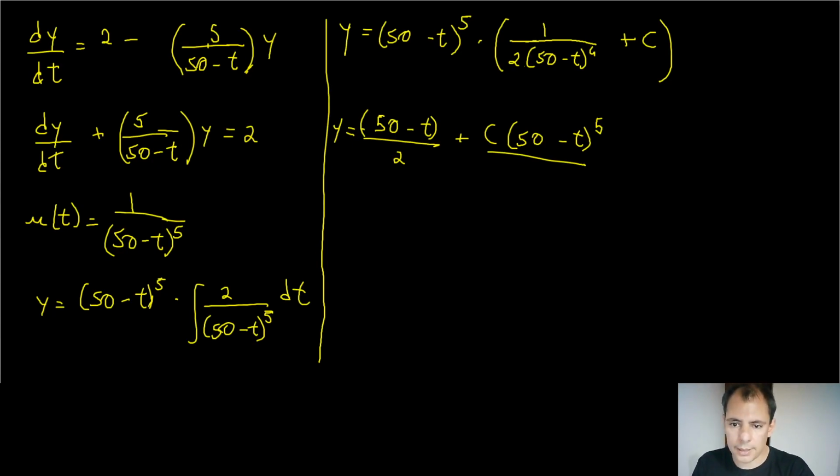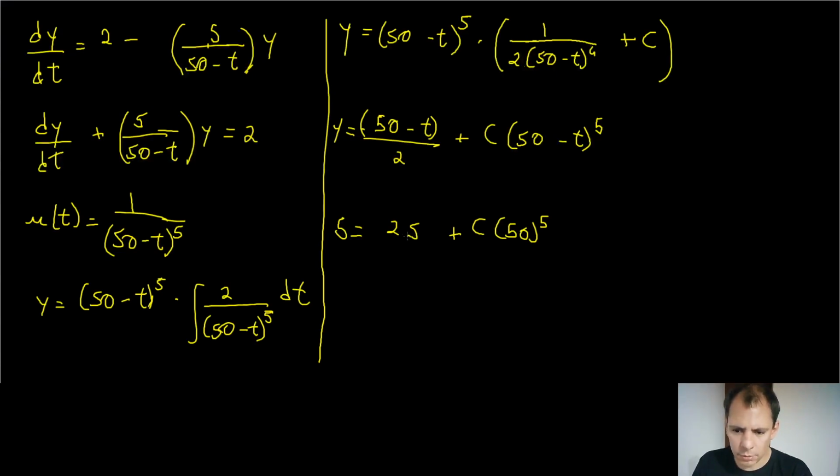Okay. But, and it says that, okay, what's the initial condition now? Let's do that. What's the initial condition? When t is equal to 0, the amount of alcohol that you have is 10% of 50 gallons, which is 5. That means that y is equal to 5. When t is equal to 0, that's going to make it 25 plus c to the fifth. Okay, plus c times 50 to the fifth. All right.